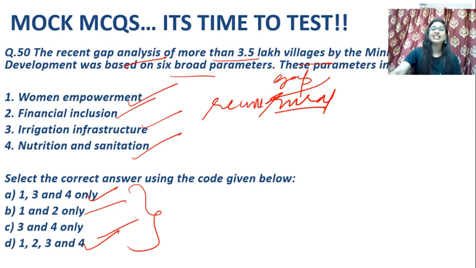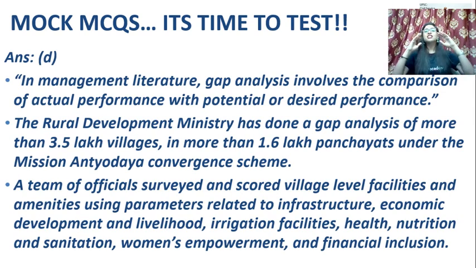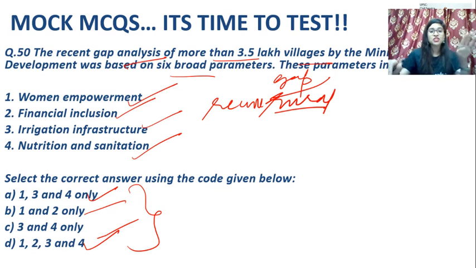And yes, guys, the answer is option D. So a big congratulations and kudos to all of you for the right answer. It is option D, that is, all the above options are perfectly the parameters which are included in the recent gap analysis, which is done by the Ministry of Rural Development.